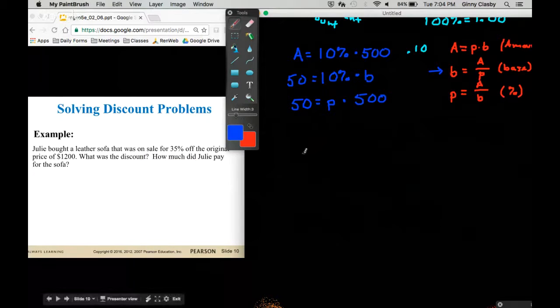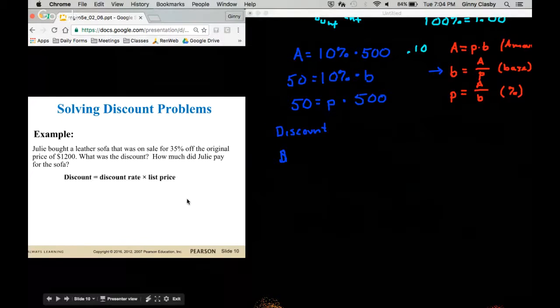So in this word problem, Julie bought a leather sofa that was on sale for 35% off of the original price of $1,200. What was the discount and how much did she pay? All right, so we have actually two questions here. They want your discount and they want how much she actually paid. So this is going to be a two-step problem.